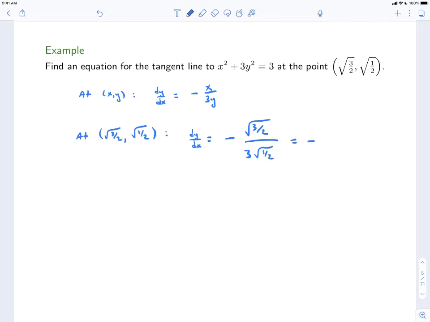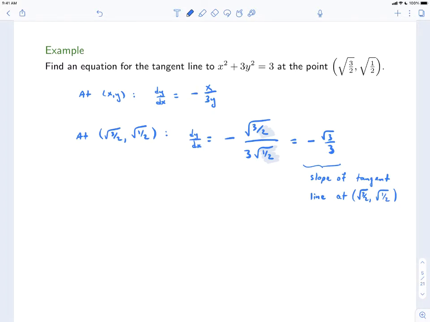Now this gives us the square root of 3 over 3 with a minus sign in front, because this square root of 1 half cancels with the square root of 1 half. So our slope of our tangent line is the opposite of the square root of 3 over 3. So this is the slope of the tangent line at the given point, which is the square root of 3 over 2, comma, the square root of 1 half.